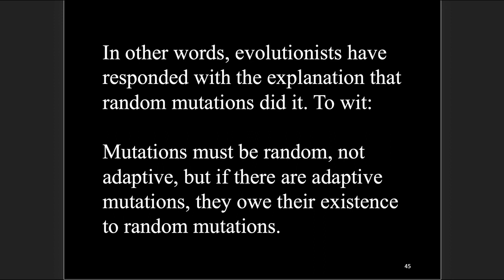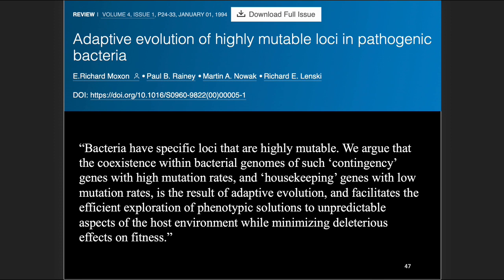Another outcome of this false prediction is doubling down, where evolutionists look at this and say, well, okay, random mutations create the non-random mutations, the adaptive mutations. So first they said there was no such thing as adaptive mutations, but then when it became undeniable, the response was, well, they owe their existence to random mutations. Evolutionists have responded with the explanation that random mutations did it. In other words, mutations must be random, not adaptive, but if there are adaptive mutations, they owe their existence to random mutations. So evolution does it all here. It creates the mechanisms that create these adaptive mutations. For example, back to this 1990s paper out of Richard Lenski's group, it makes this exact argument that the adaptive mutations you observe in bacteria are merely products of random mutation ultimately.